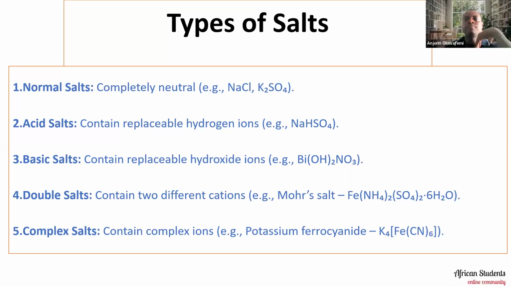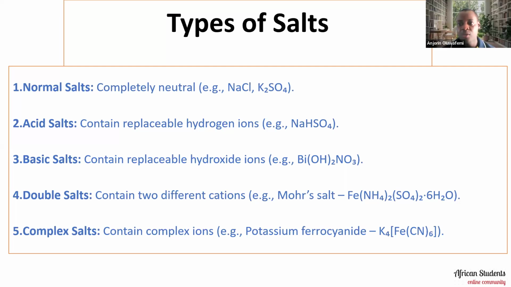So we've talked about salt, we've defined what salts are. Another thing that we need to look at are the types of salt. And we have salt to either be normal salt, acid salt, basic salts, double salt, and complex salt. A salt is said to be normal because it has been completely neutralized. It is completely neutral, so to speak. Examples of a normal salt are sodium chloride and potassium sulfate.